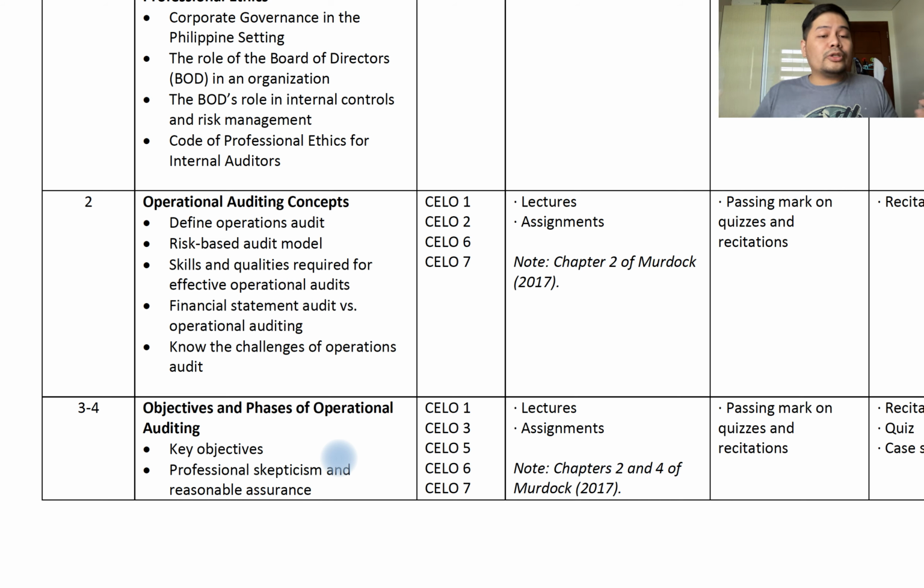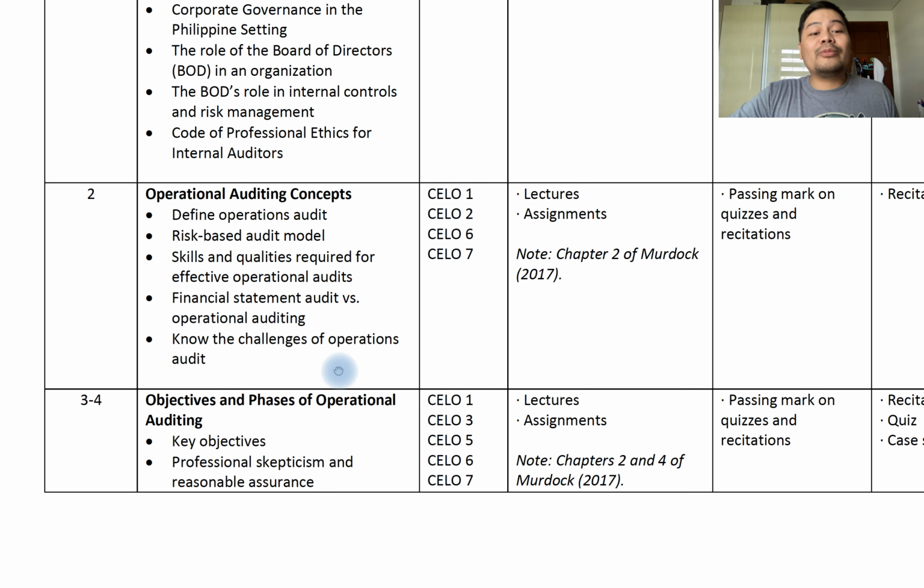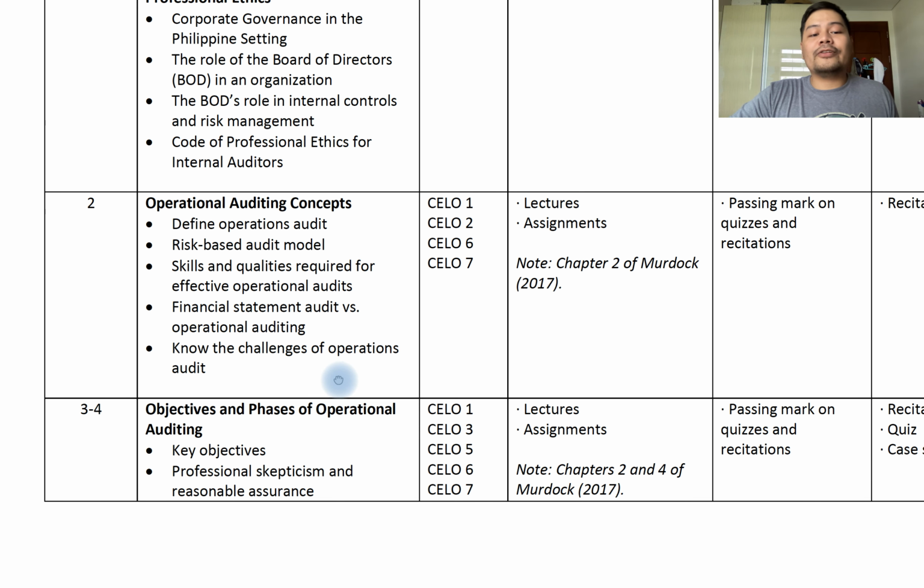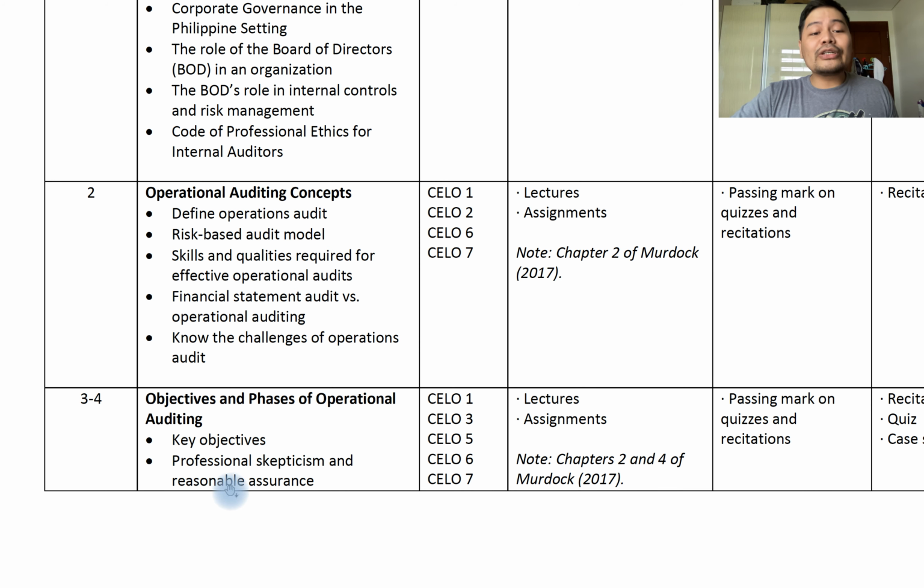Okay? As auditors, we need to be skeptical. No? Wag naman natin pakita nga nagdududa tayo. Okay? And also reasonable assurance. So remember the discussion of your assurance, we have two types. So we have absolute and reasonable, and we also have limited assurance, no? So yun. So dito reasonable assurance ang operations auditing. Okay? Just like with FS audit.